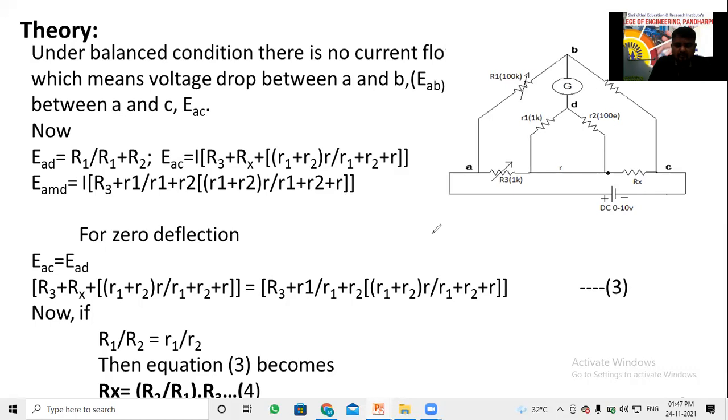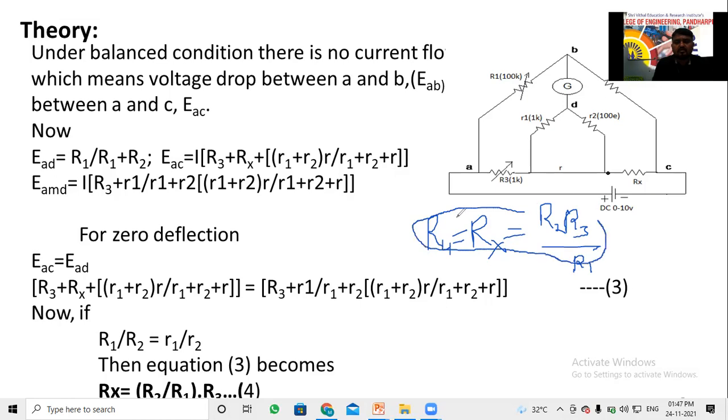Rx or R4 equal to the previous equation. Previously in the Wheatstone bridge you have considered this same equation: R4 equal to R2 R3 divided by R1 here now. Is it correct? So the same equation we are going to use to perform the practical here now.